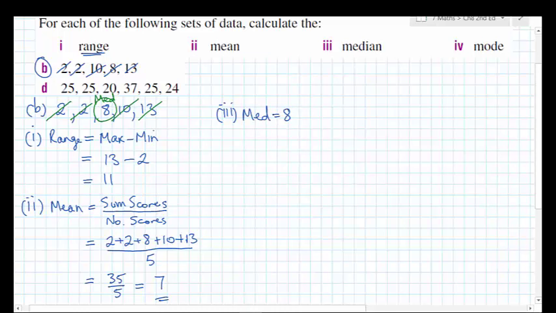It then wants me to also find my mode. The mode is the most frequent, or the one that occurs the most. The one that occurs the most that we can see here is 2, there are two 2's, so my mode is 2 in this instance.